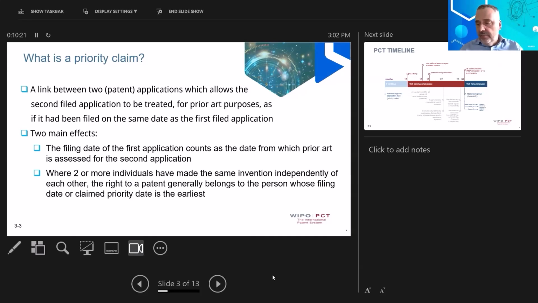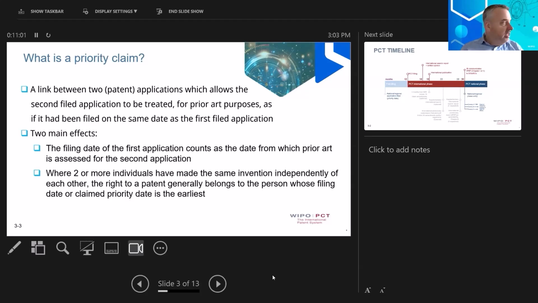So what is a priority claim? A priority claim, you can look at it as a link that is being created between two applications. In our context, it's two patent applications, which would have the effect that the second filed of those two applications would be treated for prior art purposes, and I'll explain prior art in a moment a little more, as if it had already been filed on the same date as the initial application. So for prior art purposes, both applications will be treated as if they had been filed on the same day.